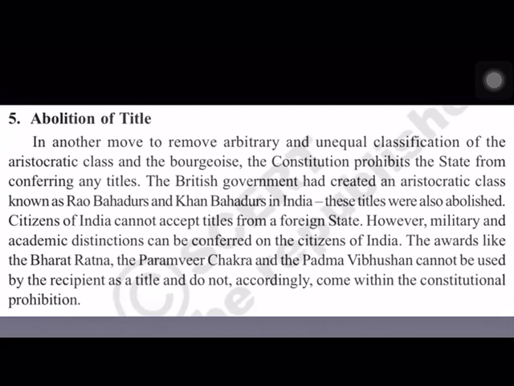Abolition of title. During the British period, the British government used to give titles like Rao Bahadurs and Khan Bahadurs to many of the kings. And these titles were now abolished. They are now abolished to bring equality among the people.